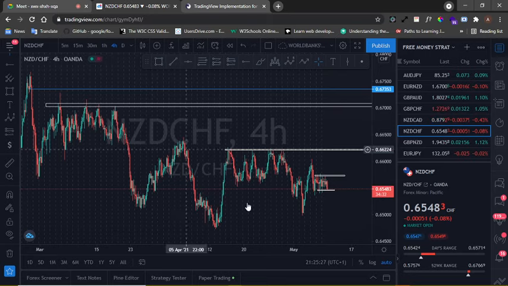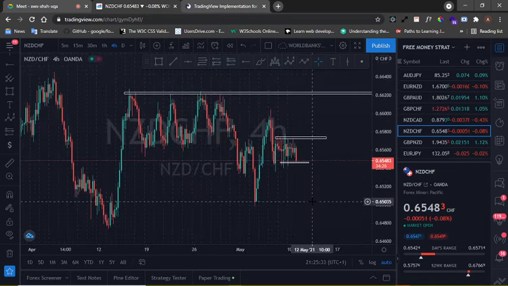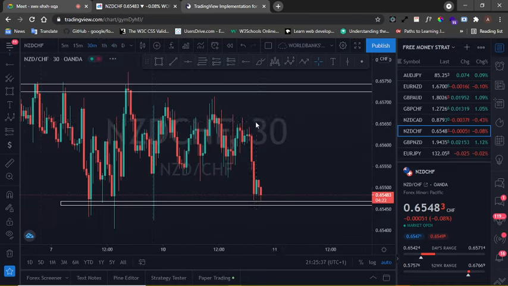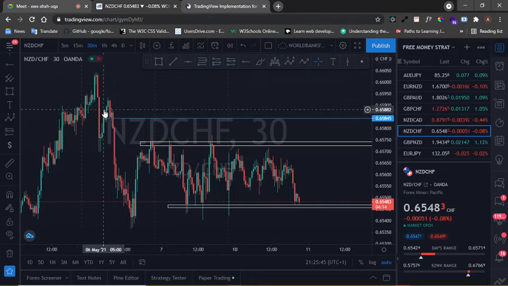So let's look for other blocks. There's no even other block at this point. Nothing much. Let's look for that block here on the smaller time frame, 30 minutes, because I believe this market will still buy. There's another block here. But let me use this other block. No, this one has been mitigated. So let me use this one.